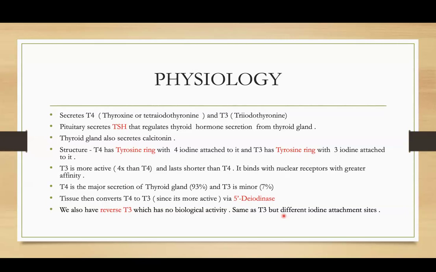We also have something called reverse T3, which is similar to T3, but there are different iodine attachment sites on the tyrosine ring, right? There's a tyrosine ring. So there are different attachment sites, and that's why reverse T3 is useless because it has no biological activity. So it's basically just there. It has no function.